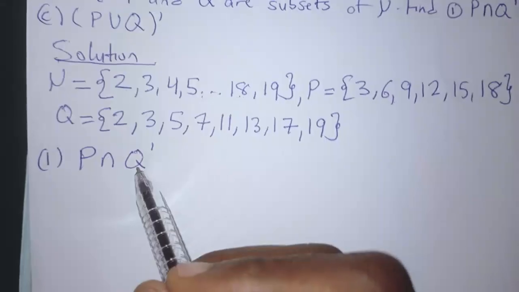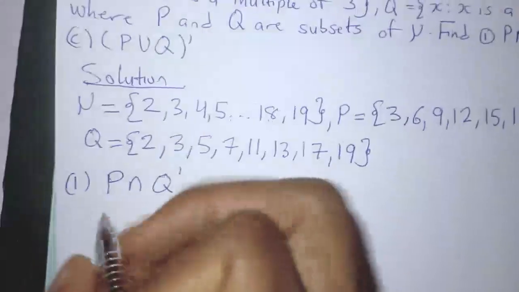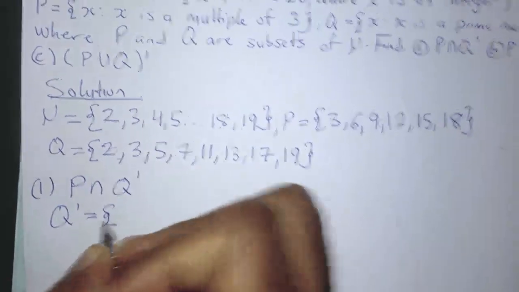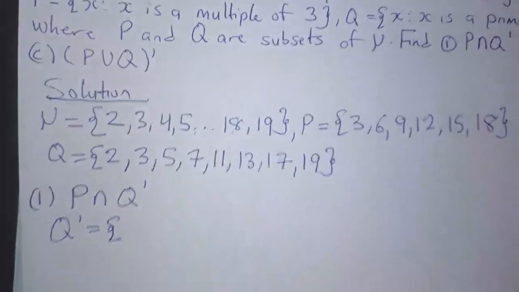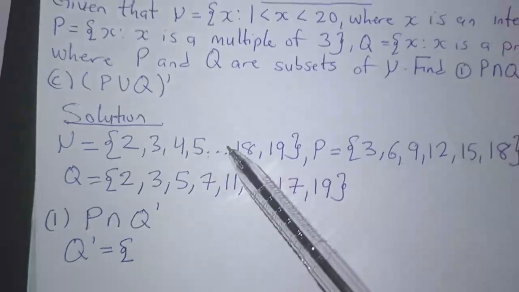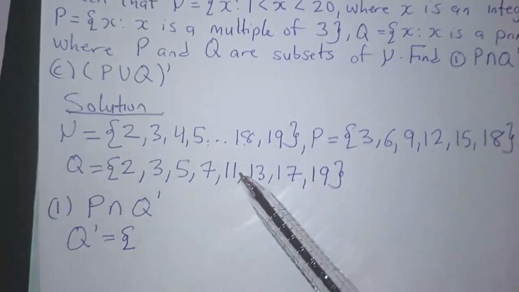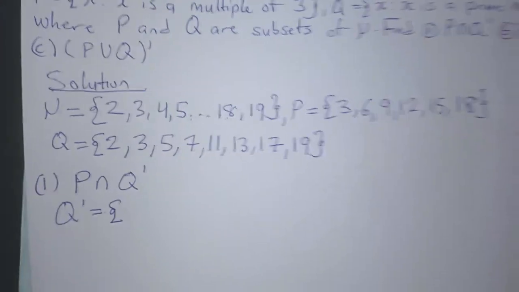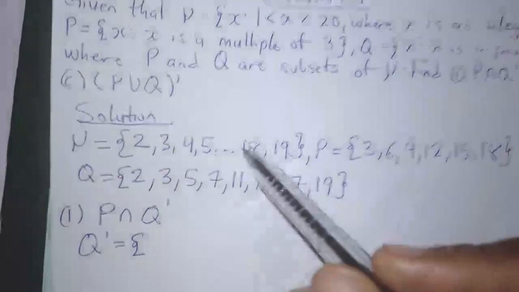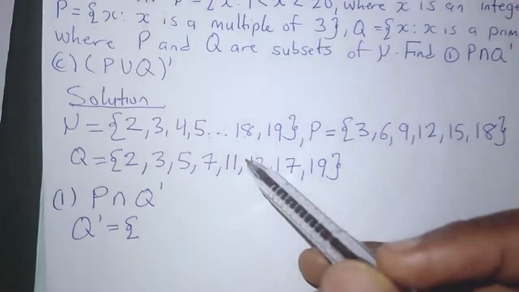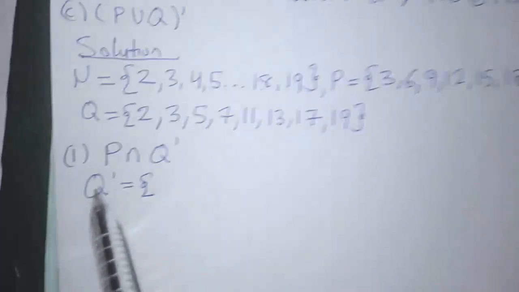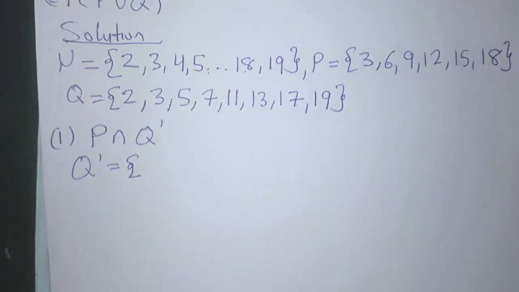So the first thing we have to do is to find Q prime first. And what does Q prime mean? Q prime means there are some elements that are in the universal set, but they are not inside Q. So when I say Q prime, you should find the elements that are in the universal set but are not present in Q. That's what we call Q prime, or complement of Q, complement of a set.